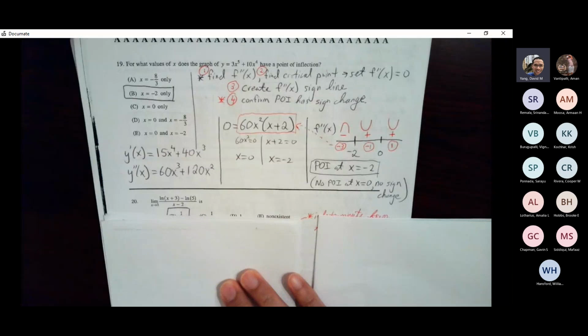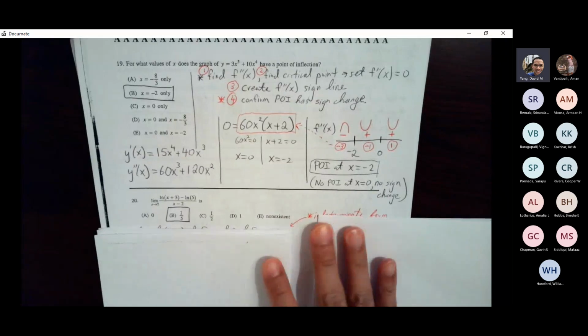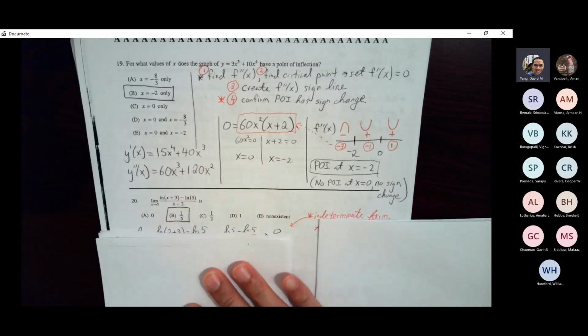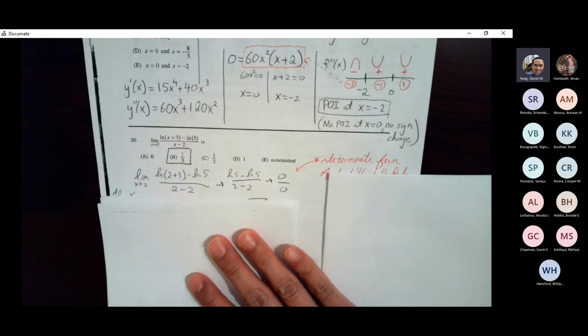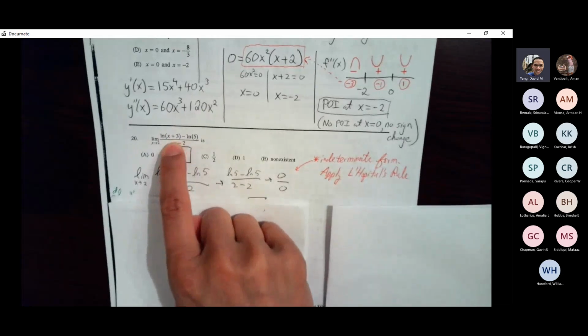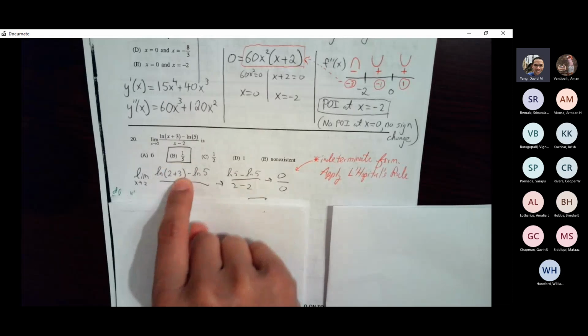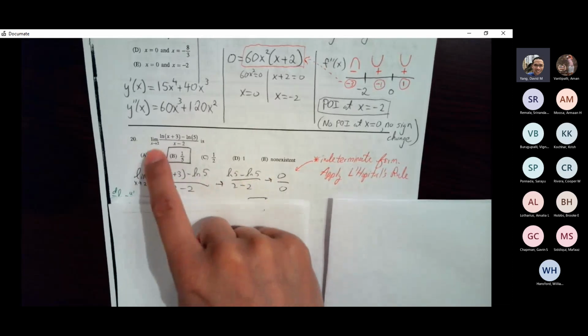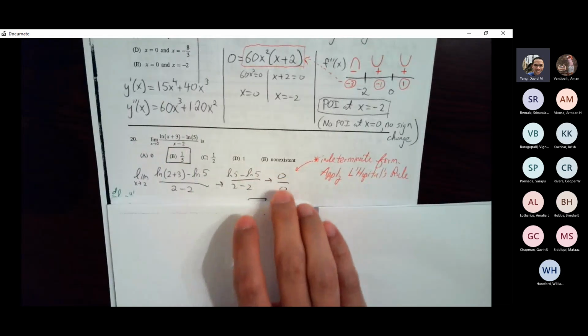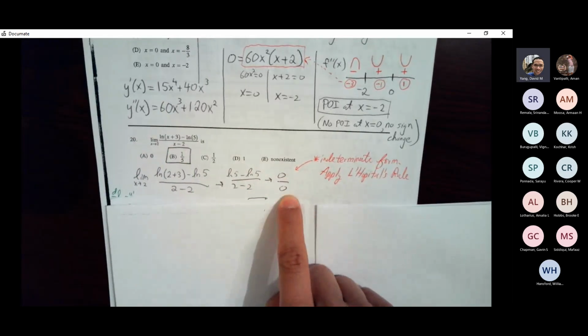Okay, number 20. The first thing I do with the limit problem, I'm just going to go ahead and insert 2 in for x, and see what that gets me. So 2 in for x, I get natural log of 5 minus natural log of 5, which is 0. 2 in for x, I get 2 minus 2, which is 0. So 0 over 0 is indeterminate form.